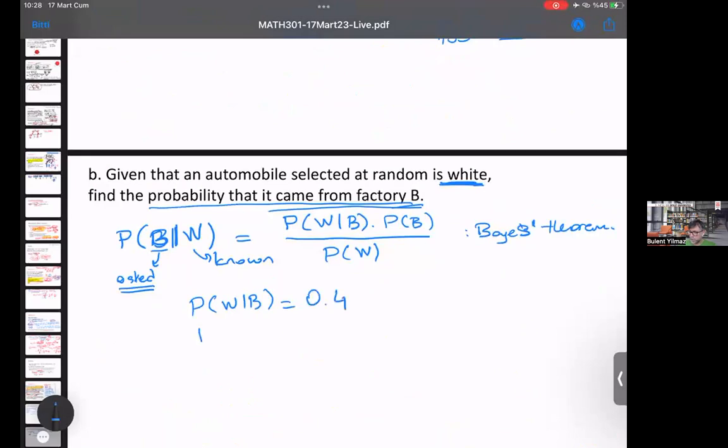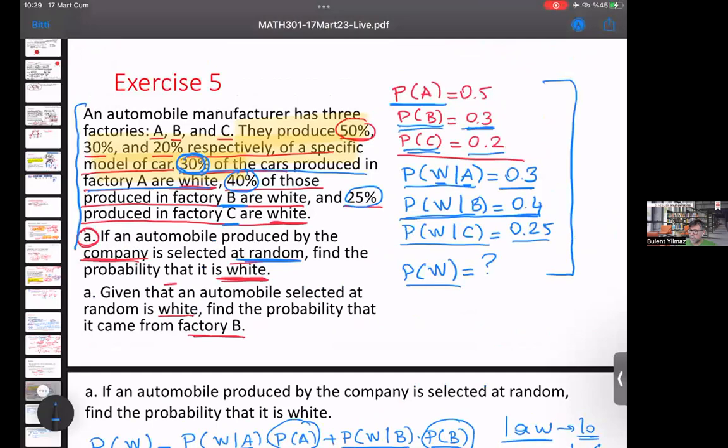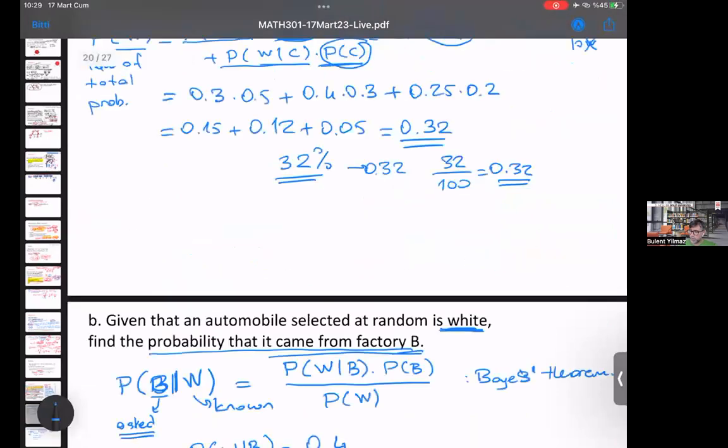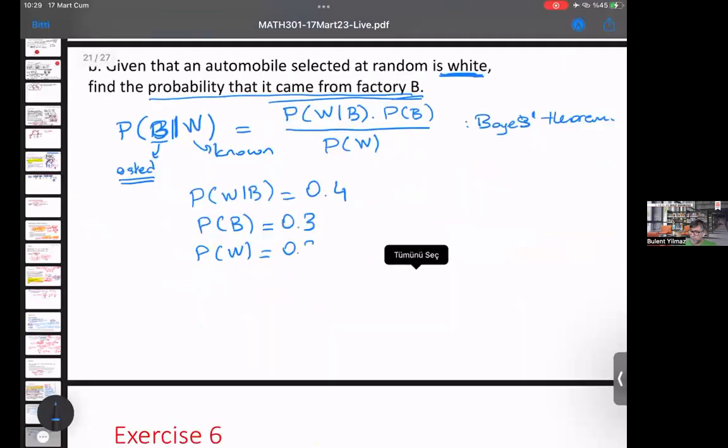What is the probability of a car coming from company B or factory B? It is 0.3. What's the probability of obtaining a white car? We found it in part A. It is 0.32.